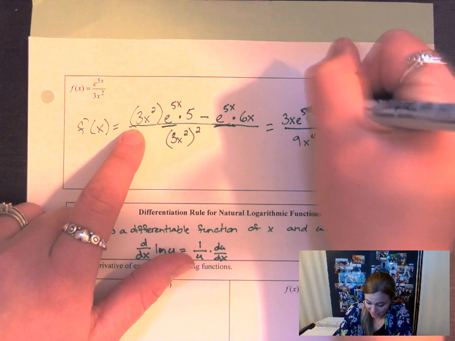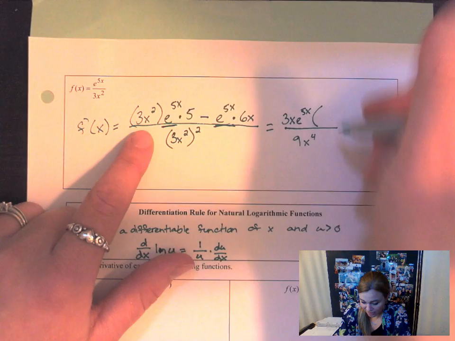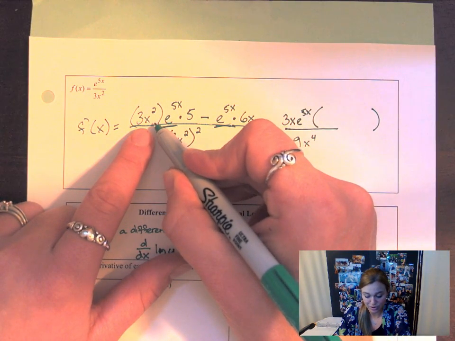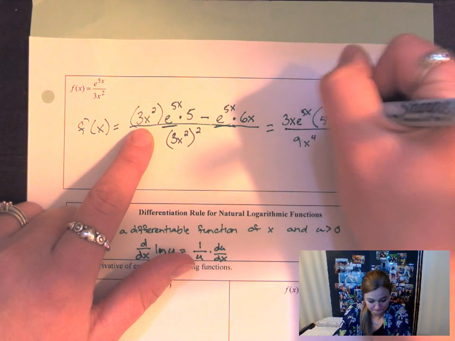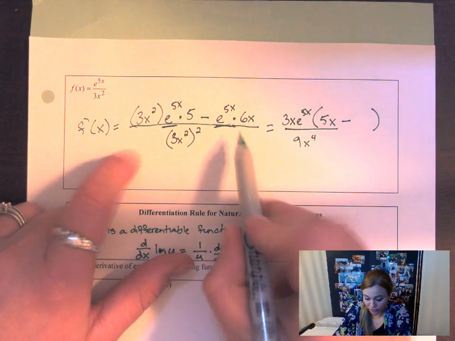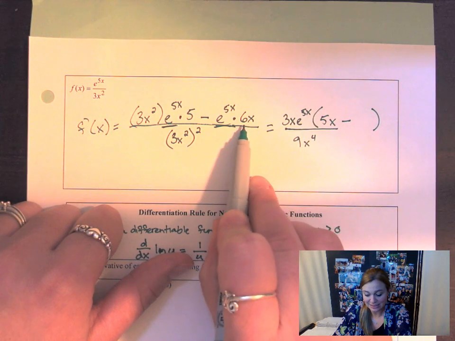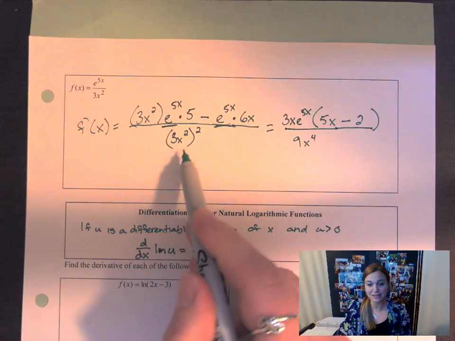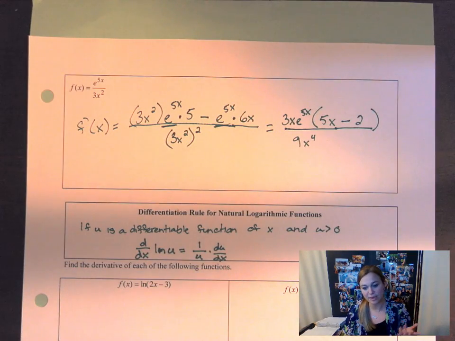e to the 5x. If I do that, I'd be left with 1x here, once I factored out a 3x, and a 5 over here. Over here, e to the 5x would be factored out, and x would be factored out. 6 divided by 3 is 2. This is the derivative. This is just me simplifying a little bit, but if you want to leave it like this, you can.